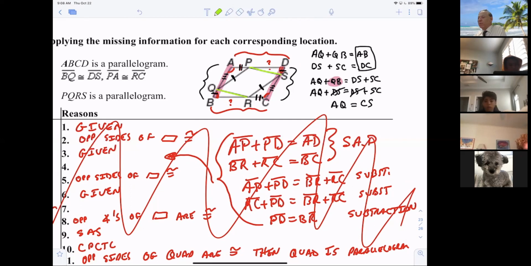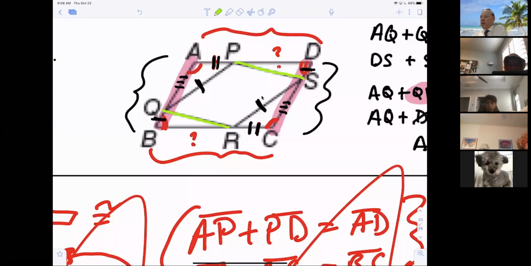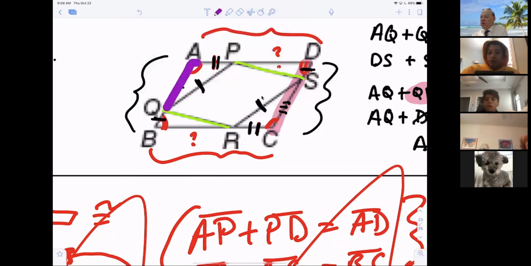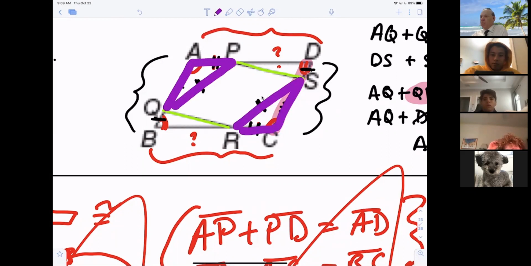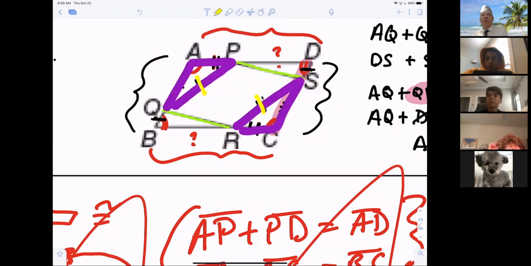How did I prove it? CPCTC, right? Look, I'm going to erase this right here. I want you to be able to tell me that this triangle is equal to this triangle. So therefore, by CPCTC, you know that this side is equal to this side. And then you do the same exact thing for this side and this side. Then we can say it is a parallelogram because opposite sides are congruent.